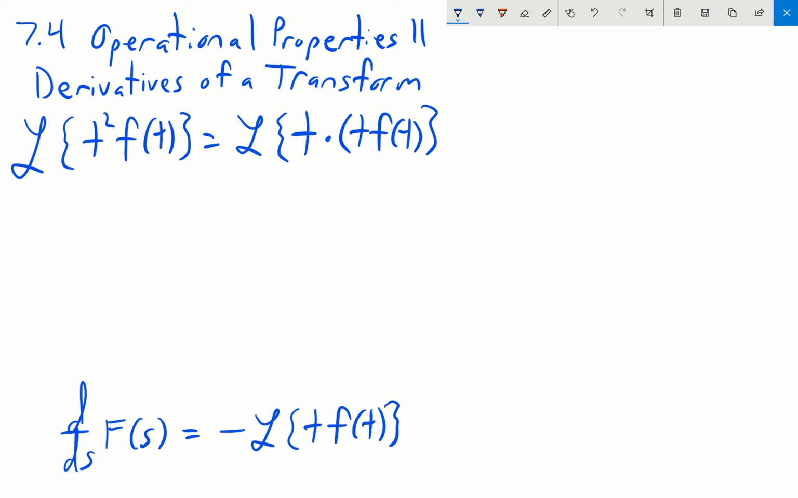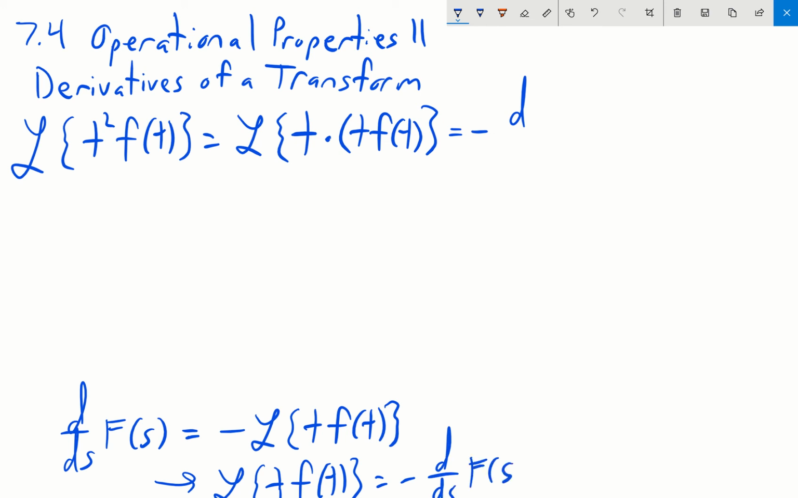So one of the things that we can say immediately is that, if you take this formula and simply move the negative to the other side, the Laplace transform of t times a function, f of t, whatever you want to call it, is the negative of the derivative with respect to s of the Laplace transform function F of s. So this entire expression is playing the role of f of t down here.